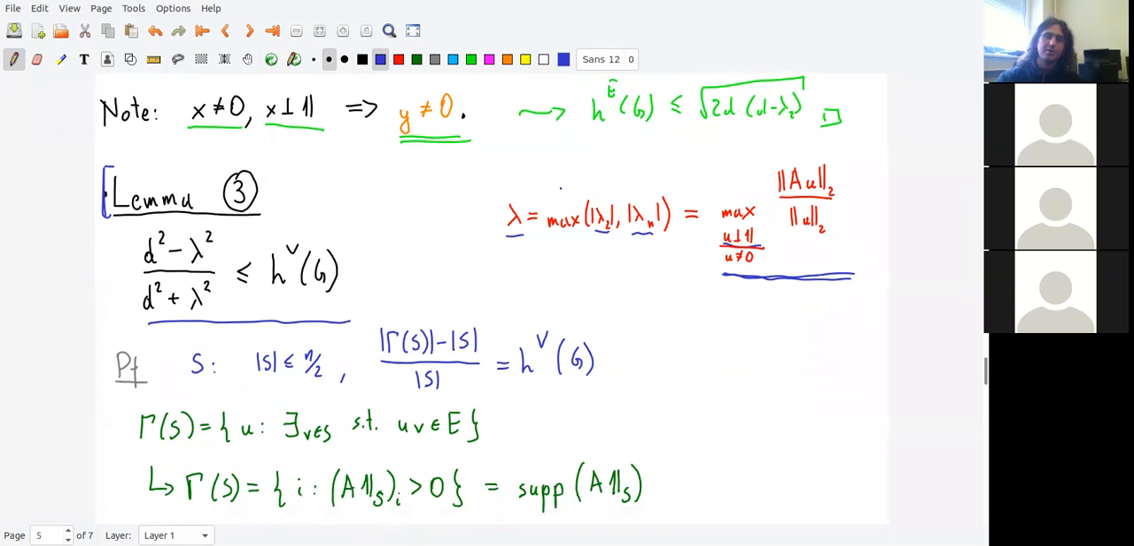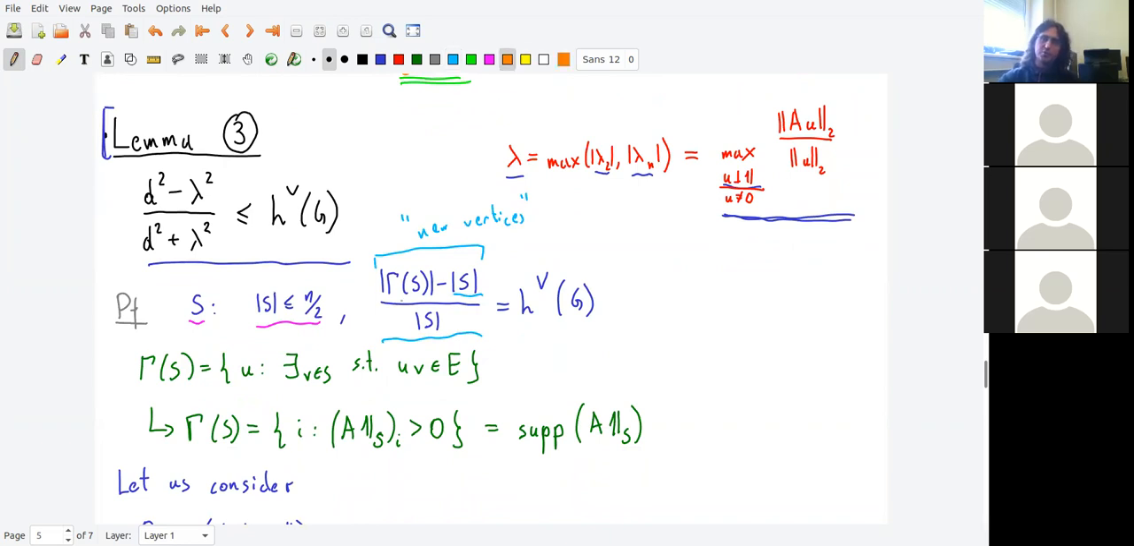So recall that what we are given is a set S of size at most half, and we are thinking about the edge expansion of this, which is the number of vertices I can access in one step from a vertex of S minus the size of S. So this is like how many new vertices you see after one step of a walk, normalized by the size of S. So firstly, we need to understand how to phrase this in an algebraic way, because we need to relate it to some vector.